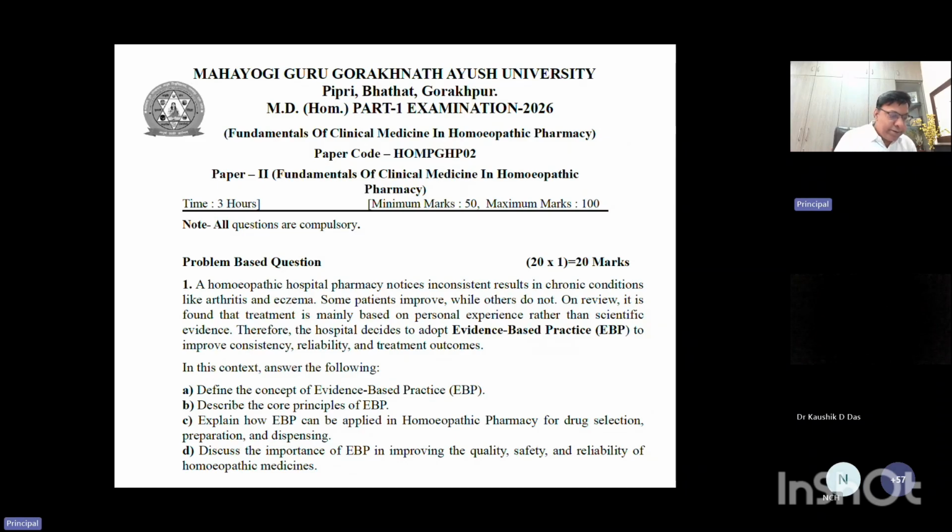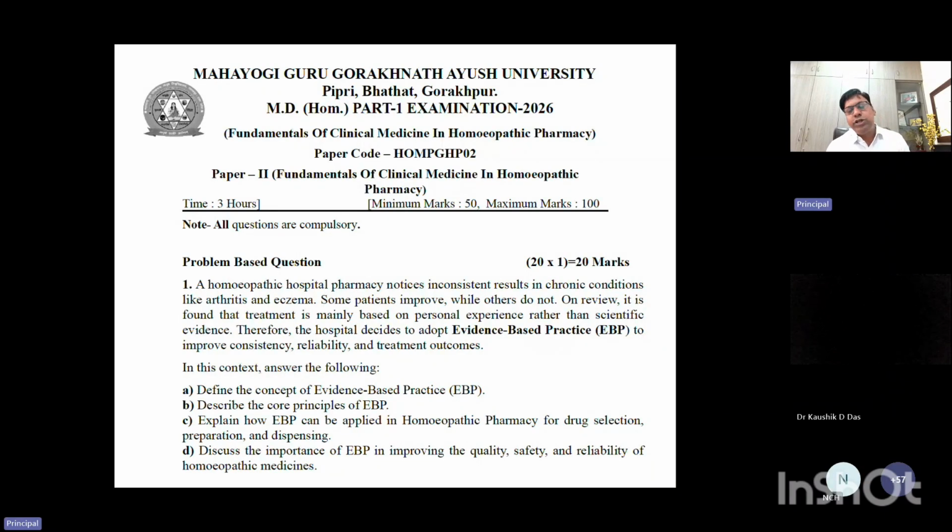On page number 71, you can see the question paper layout which is given for part 1, paper 2, which is fundamentals of clinical medicine in homeopathic pharmacy. Under this table in the curriculum, you can see question number 1 should be an application-based and case-based question with application to homeopathic pharmacy, and it should be of 20 marks.